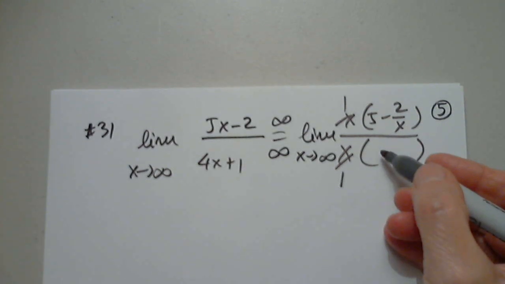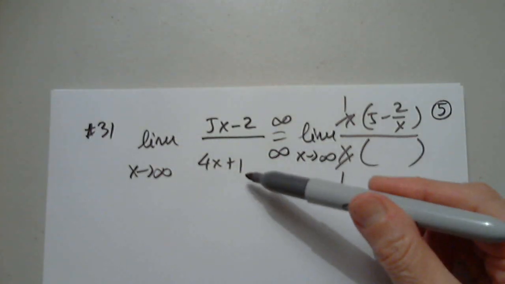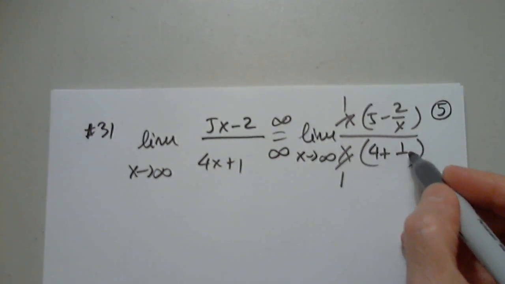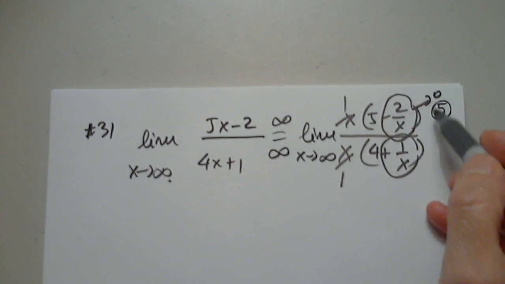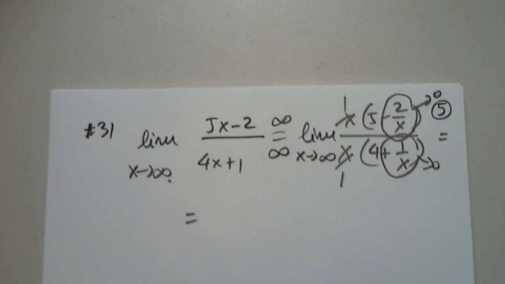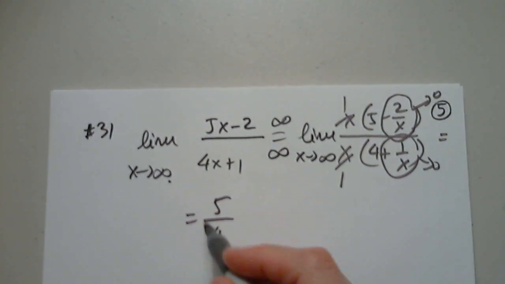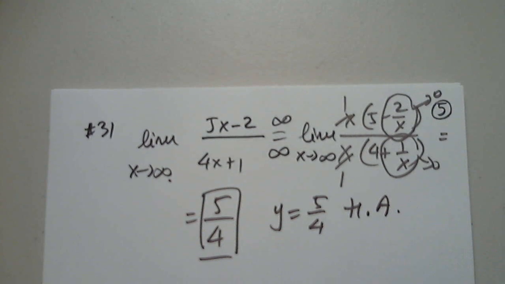And 4 plus 1 over x. Good. So these will disappear because 1 divided by infinity will approach 0. And now I can drop the limit operator because I'm applying it. So what is the final answer for this limit? Five over 4. Excellent. Say it again. 5 over 4. Yes. And I can conclude that y equals 5 over 4 is the horizontal asymptote.